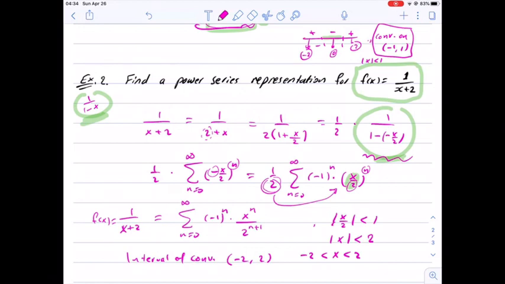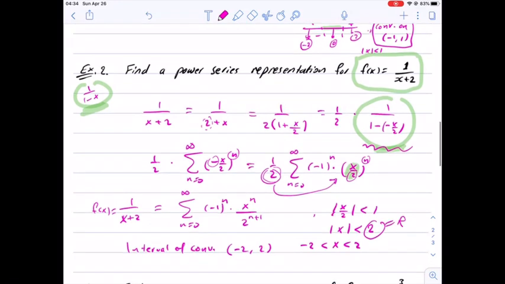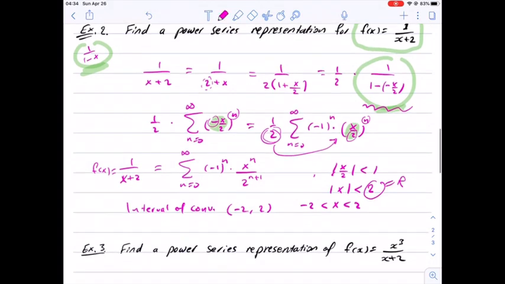And the radius of convergence is 2. So this is r, the radius of convergence. And as you can see, you can use this x over 2, or you can use this with the negative sign, but since we have absolute value, we don't need to worry about the negative sign.